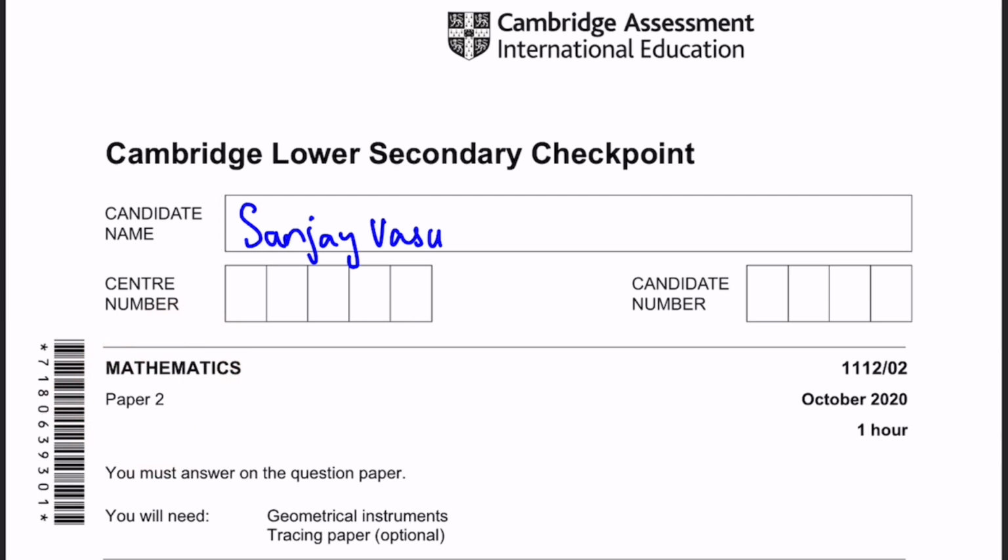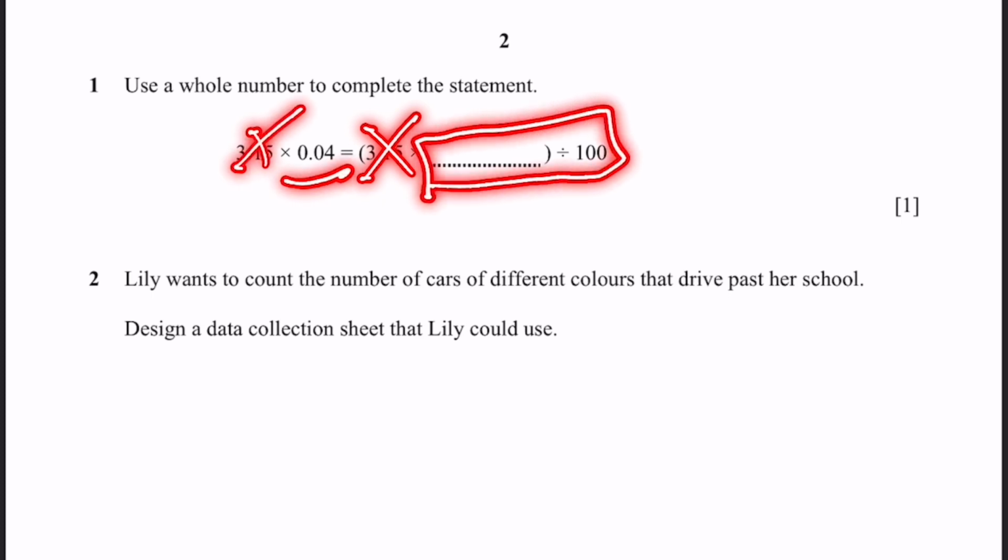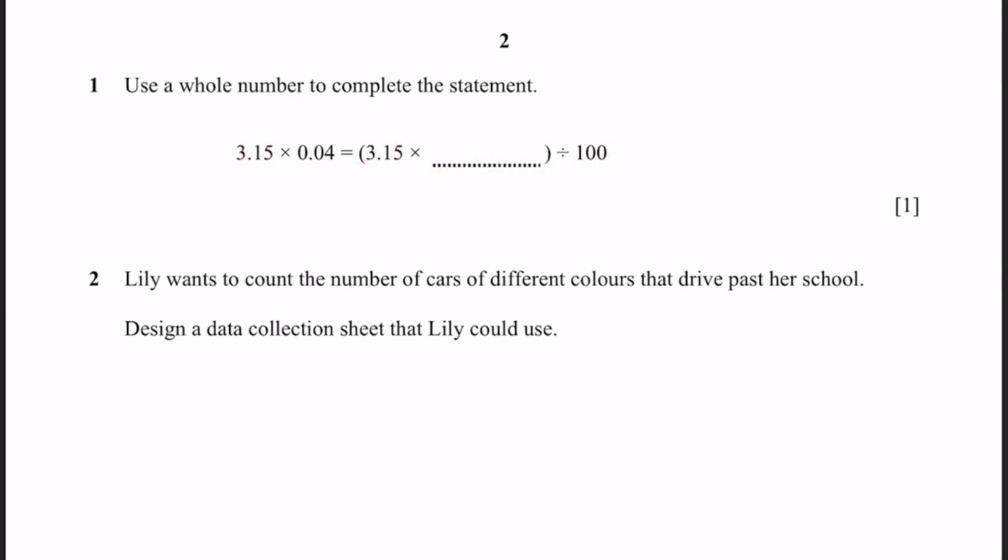Let's start. Question 1. Use a whole number to complete the statement. 3.15 into 0.04 is equal to 3.15 into dash divided by 100. So we cancel 3.15 from both sides. 0.04 is dash divided by 100. 4 divided by 100, right? So a whole number, that's 4.